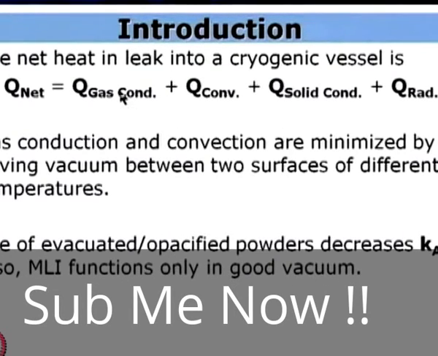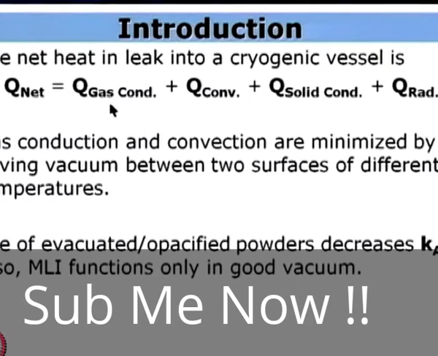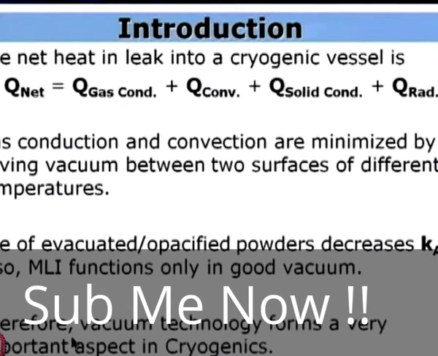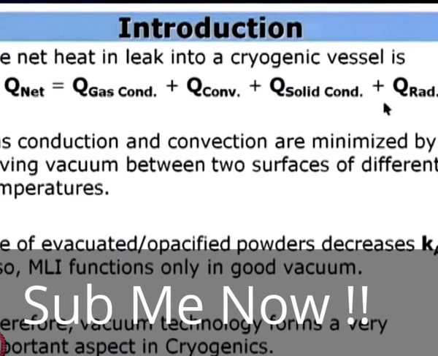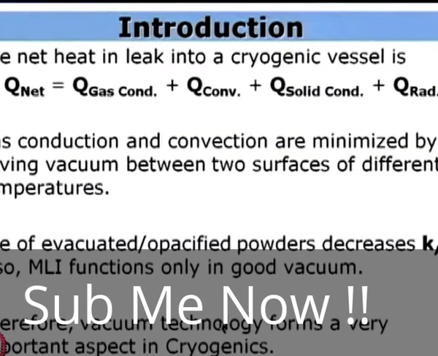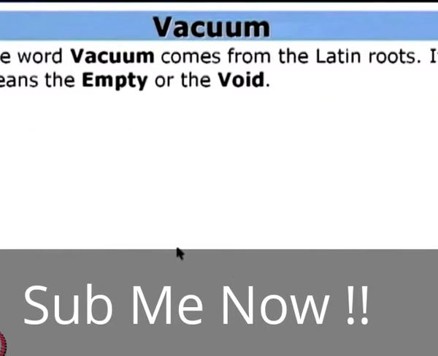So, that means that all these modes of heat transfer which bring about heat inlet into the system can be taken care of if we have very good vacuum. So, vacuum technology forms a very important aspect in cryogenics. We have just seen that all these modes of heat transfer get minimized when we have a very good vacuum, and therefore, vacuum becomes an integral part of cryogenic engineering, or a very important technology to be used always with cryogenics. So, what do we mean by vacuum?